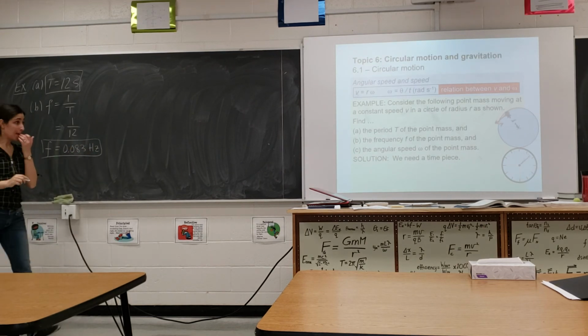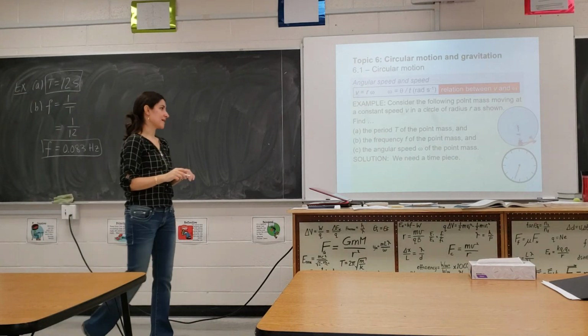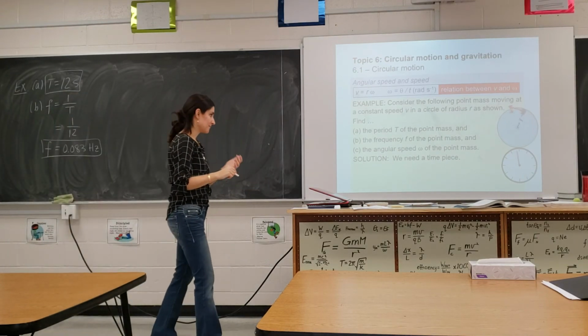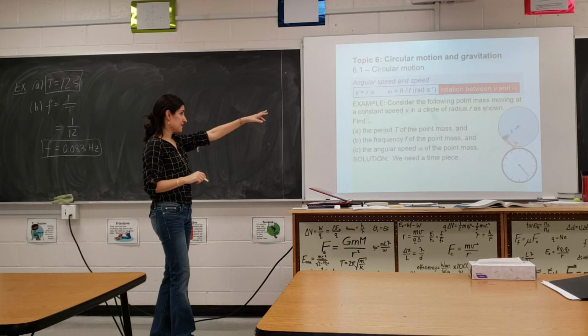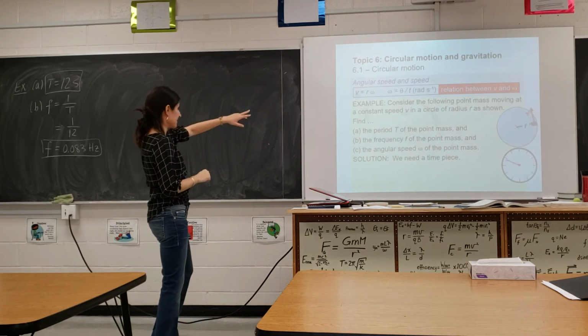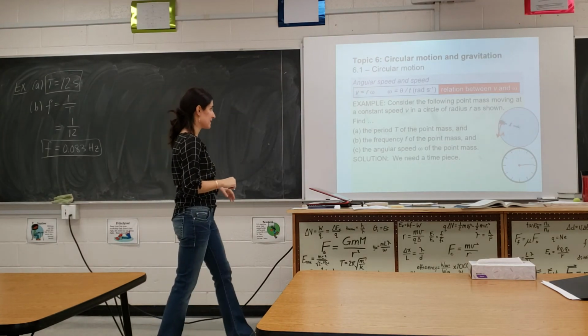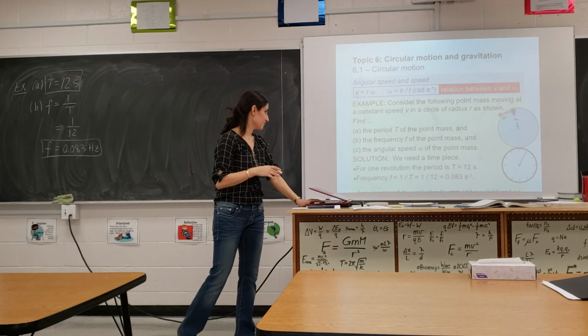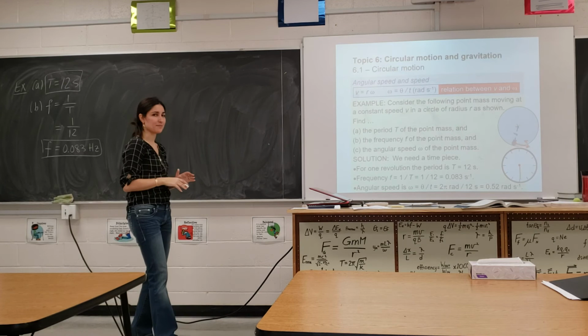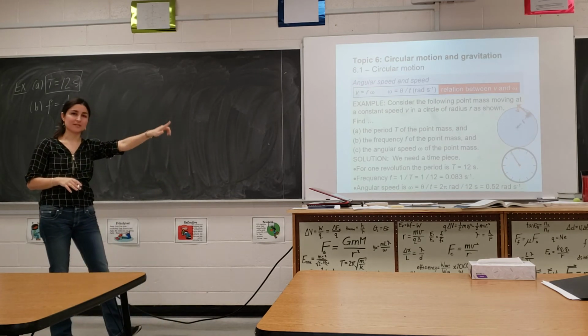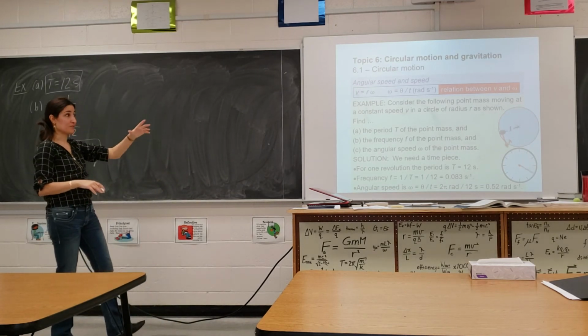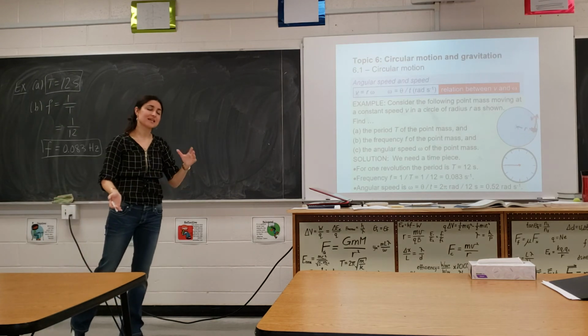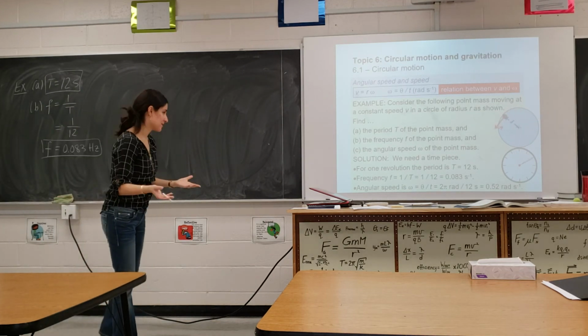Okay. And C, the angular speed omega of the point mass. Now, angular speed, you can calculate a couple of different ways. It's either going to be theta divided by t, or you can have v divided by r. Okay, so this is how we're going to look at it. Theta divided by t. What angle did the time hand go through? Well, it went through one whole revolution. That's 2 pi radians, or 360 degrees.